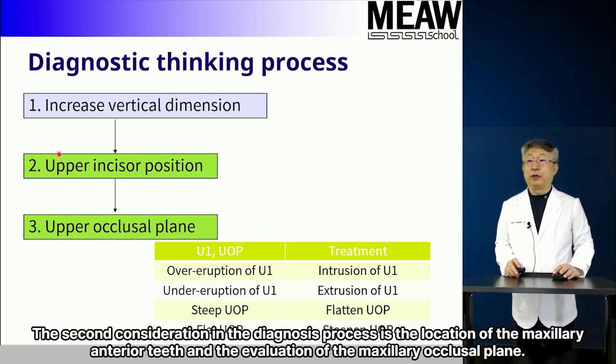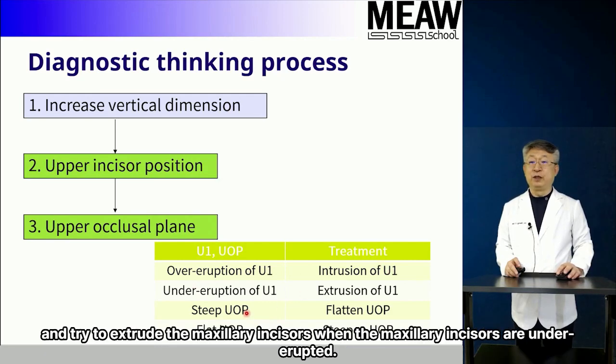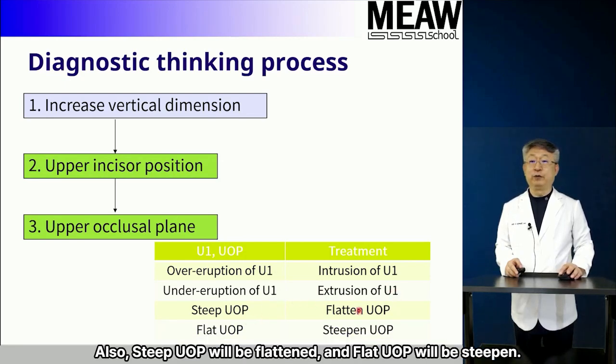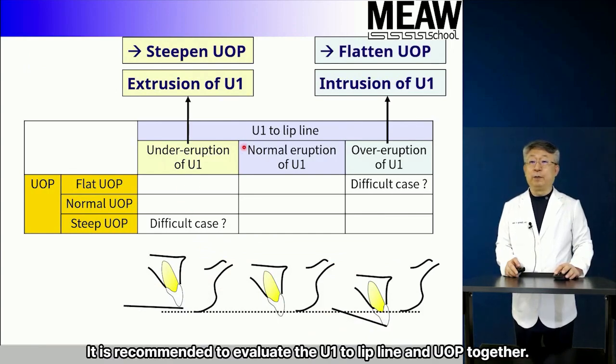The second consideration in the diagnosis process is the location of the maxillary anterior teeth and the evaluation of the maxillary occlusal plane. We try to intrude the maxillary incisors when the maxillary incisors are overerupted, and try to extrude the maxillary incisors when the maxillary incisors are undererupted. Also, steep UOP will be flattened, and flat UOP will be steepened. It is recommended to evaluate the yawn to lip line and UOP together.